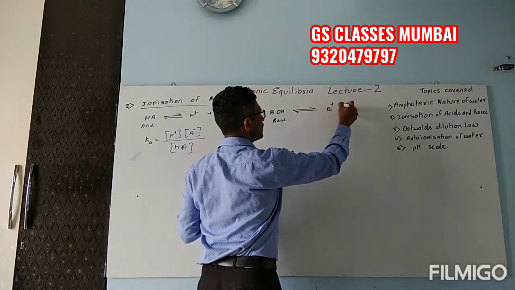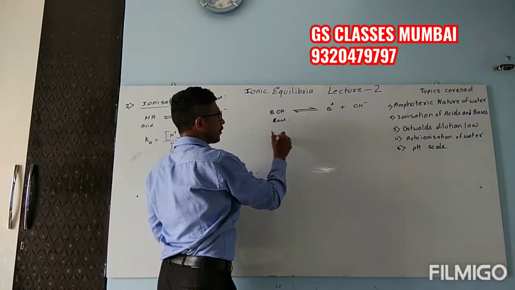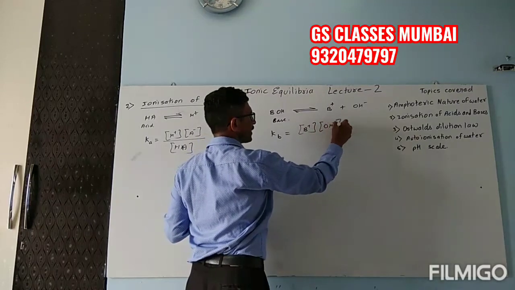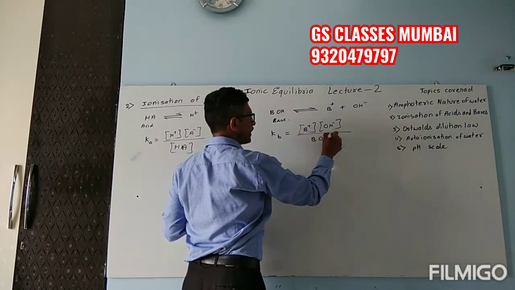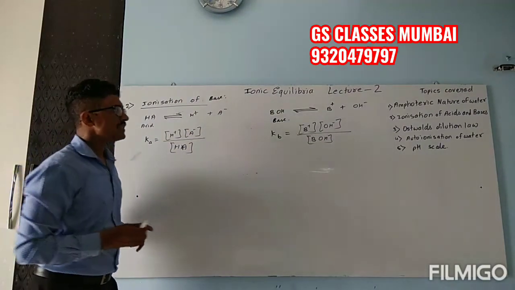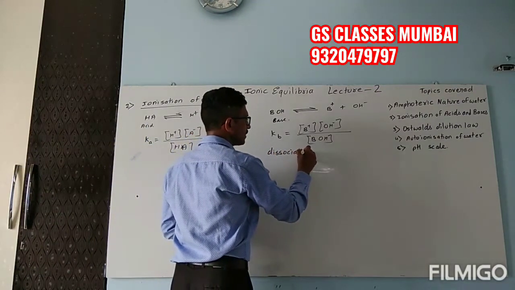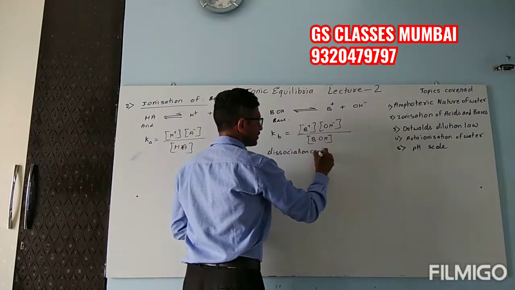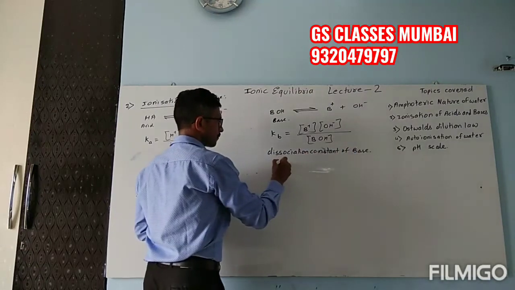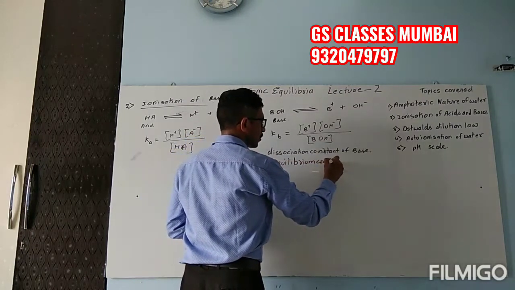On the same line, we can now write for the bases B plus and OH minus. Again, for base I am using Kb, B plus OH minus divided by BOH. This is known as the Kb. Dissociation constant of the base. Also equilibrium constant.